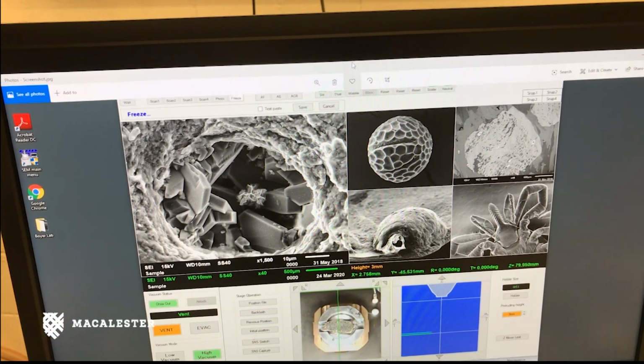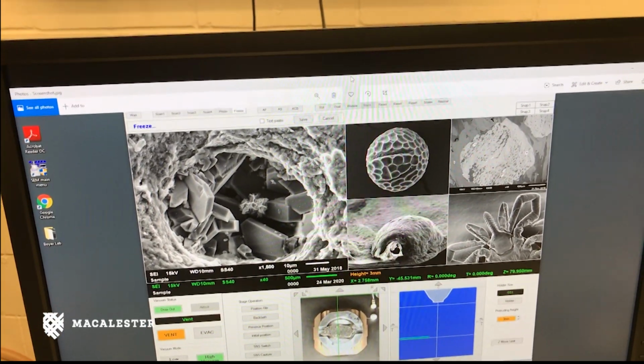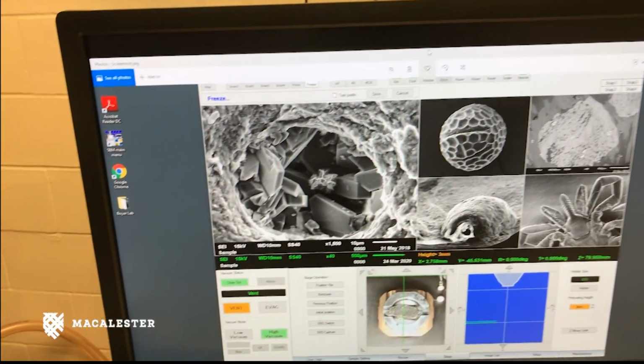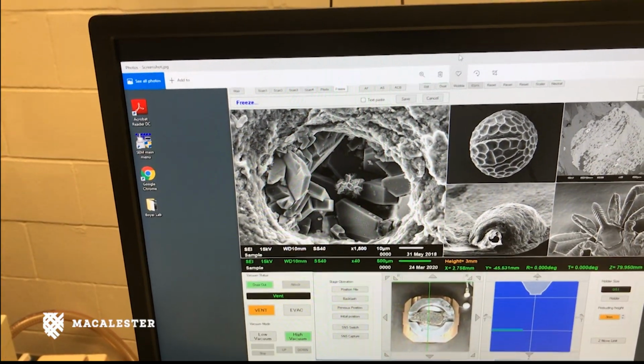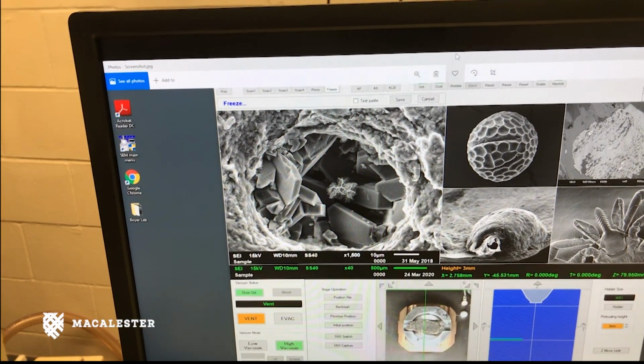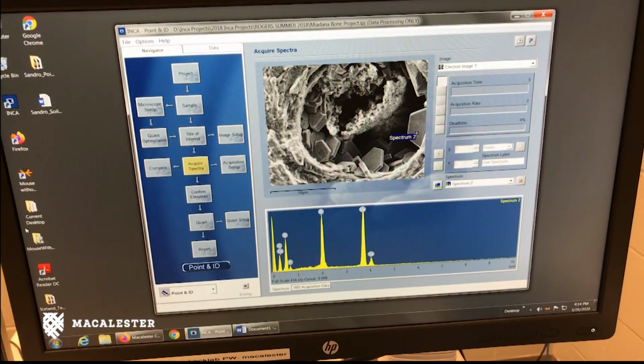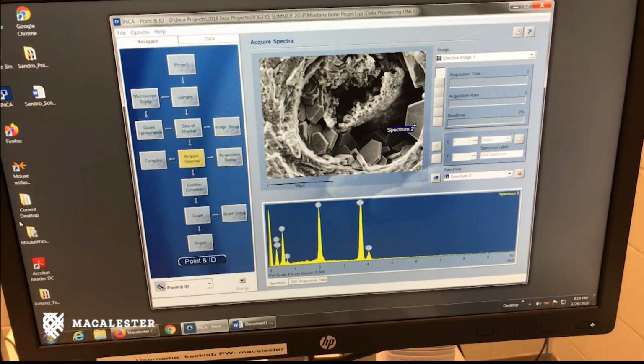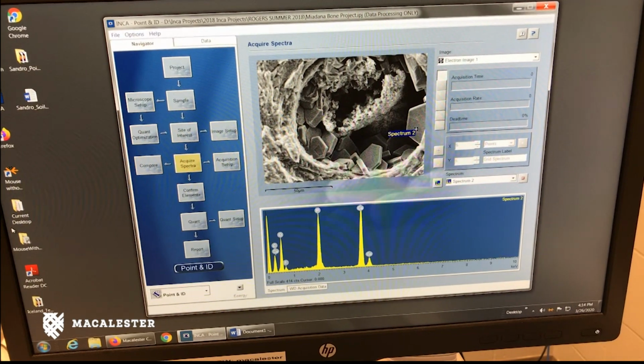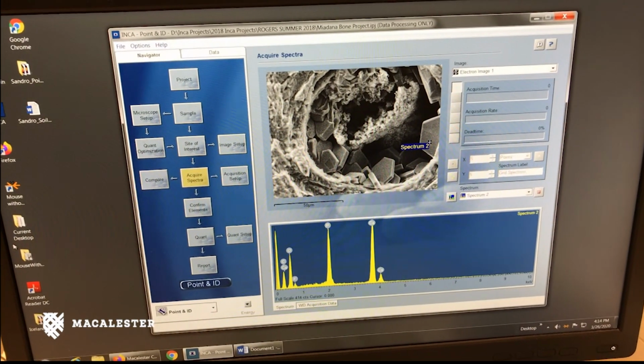On the left, the large image shows some well-formed apatite crystals within void space within a dinosaur bone from Madagascar. On the right, we can actually see the analysis of those crystals from our energy dispersive spectrometer, and it shows us that those crystals are a mineral called apatite.